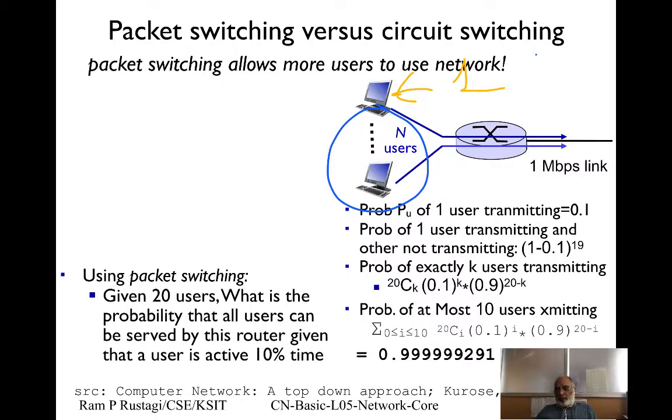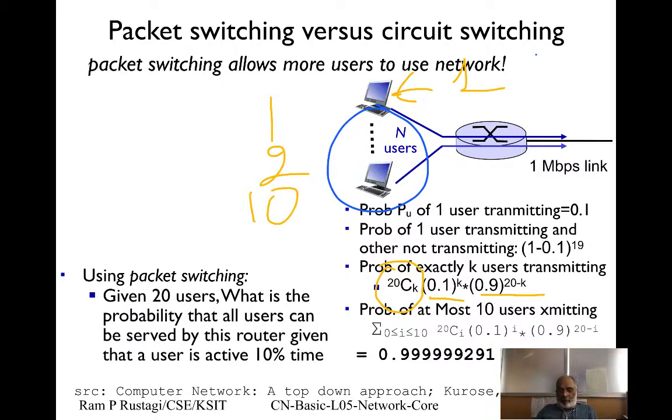So using the binomial theorem, we know out of 20 users, the number of ways of picking any k users is 20 C k. And for a given k users, the probability of sending would be 0.1 raised to power k times 0.9 raised to 20 minus k. Now we want to make sure that our link is not choked and all users can transmit. That means if no user transmits, we are fine. If only one user transmits, we are fine. Or two users transmit, we are fine. So up to 10 users transmitting simultaneously, we are fine.